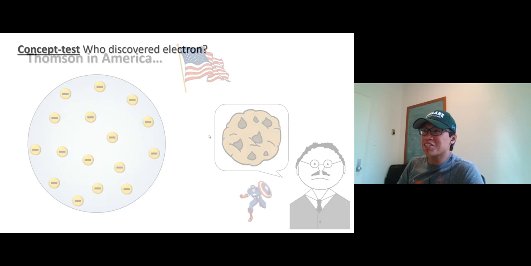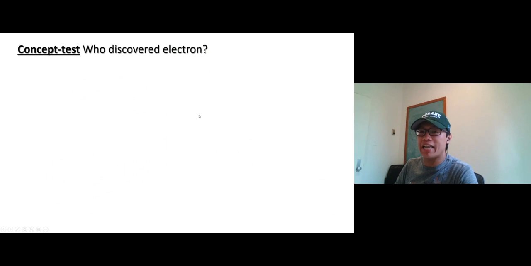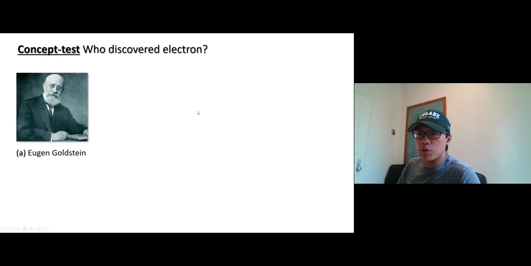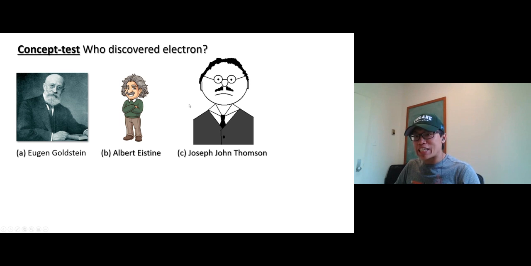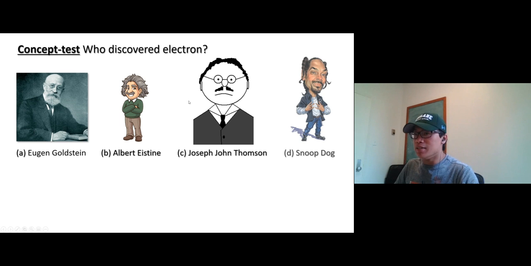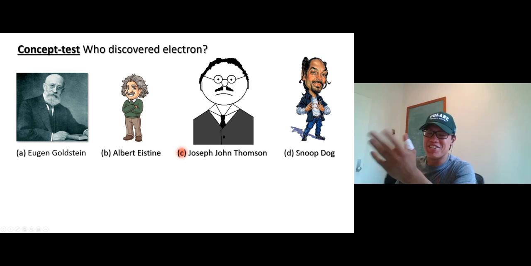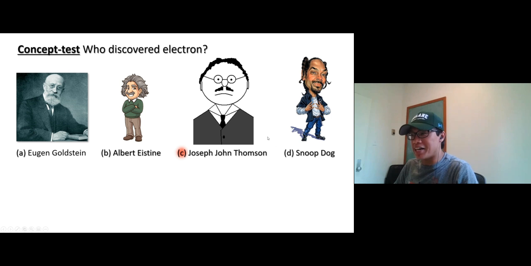All right, concept test before we go further. Who discovered the electron? A, Eugen Goldstein. B, Albert Einstein. C, JJ Thomson. And D, Snoop Dogg. JJ Thomson, the JJ Thomson. Eugen Goldstein discovered the positive particle, and he doesn't know yet that it's a proton. Albert Einstein hasn't done anything yet, he hasn't been born yet. Snoop Dogg, you know. All right, going further, the next video.